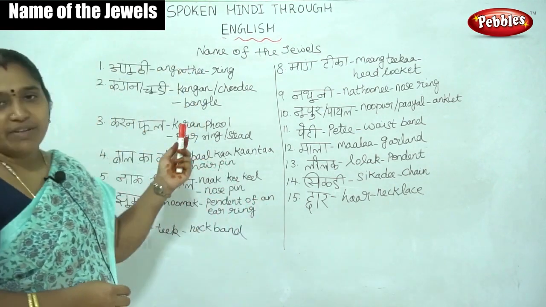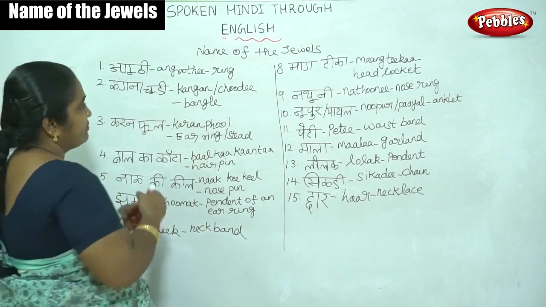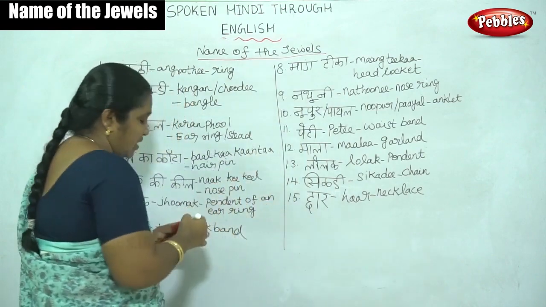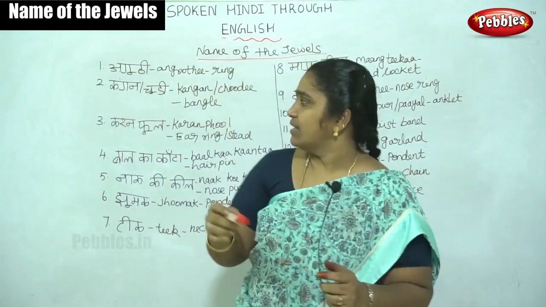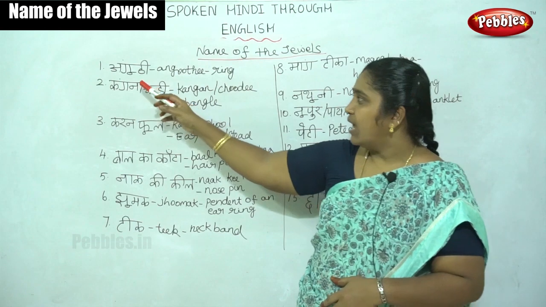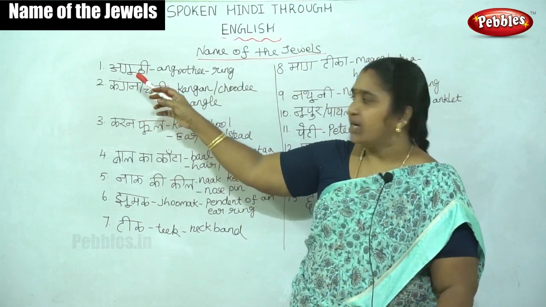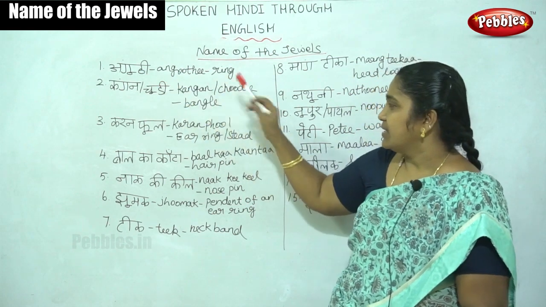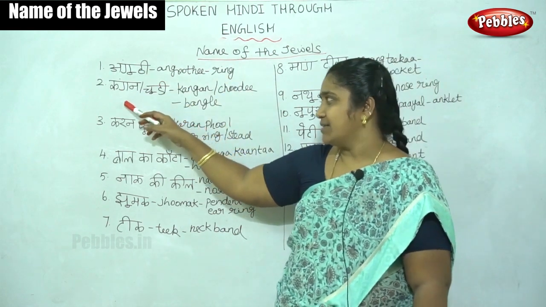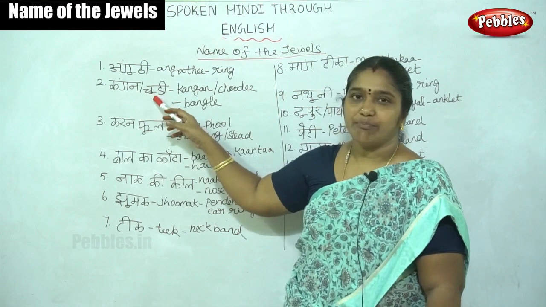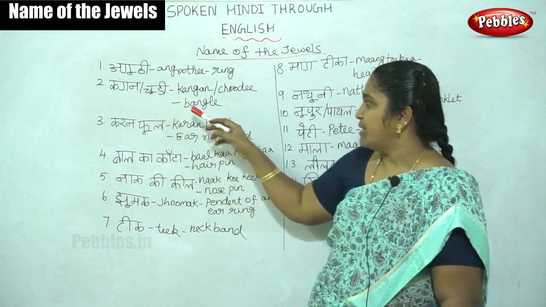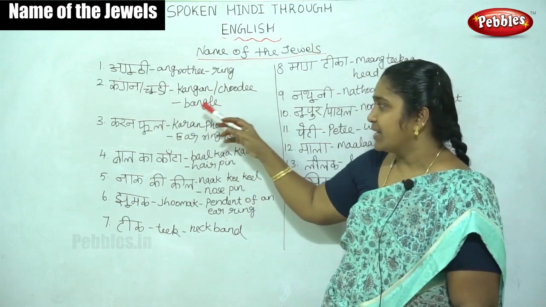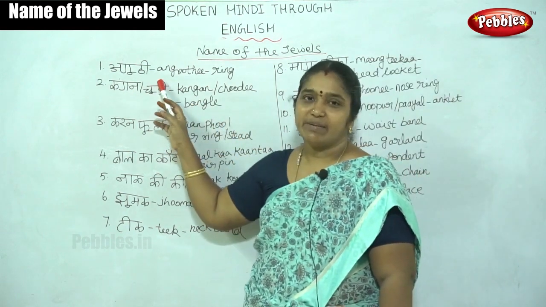Now we can see here the names of the jewels in Hindi. Let us learn. The first one is anguti. Anguti is a ring. Then kangan, kangan chudi. Kangan chudi means bangle. We can hear these words in Hindi film songs also.